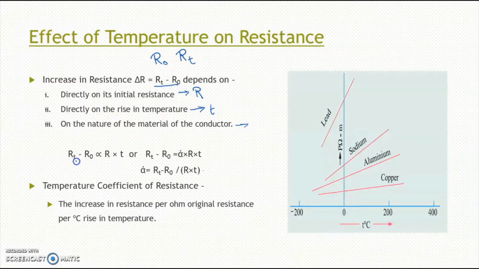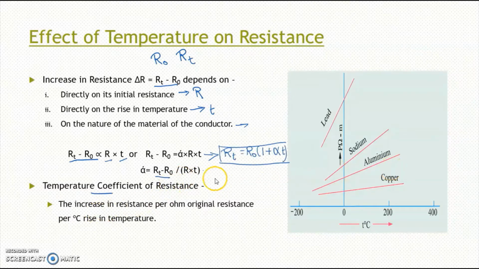We can express these factors in the form of mathematical equations. RT minus R naught, that is the rise in resistance, is proportional to the original resistance into the rise in temperature. This alpha is nothing but a proportionality constant. On solving this equation, we conclude alpha equals RT minus R naught divided by R into T, the product of resistance and the temperature rise. So this is the formula.